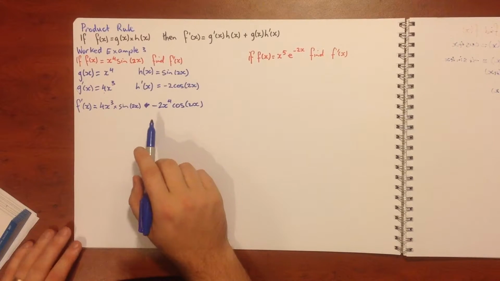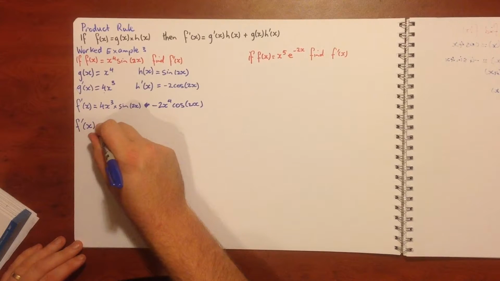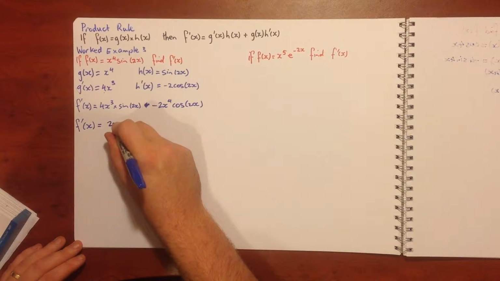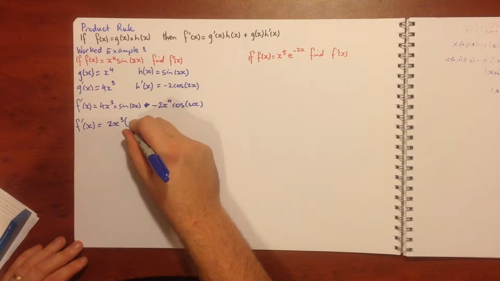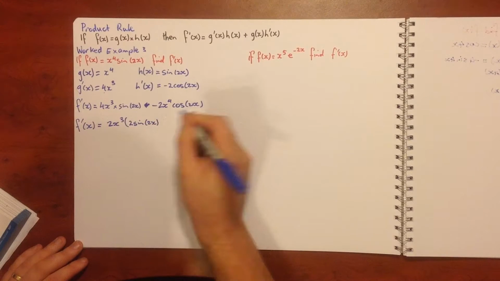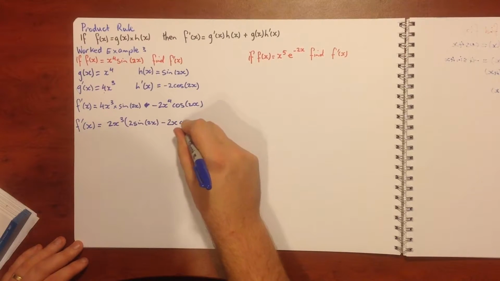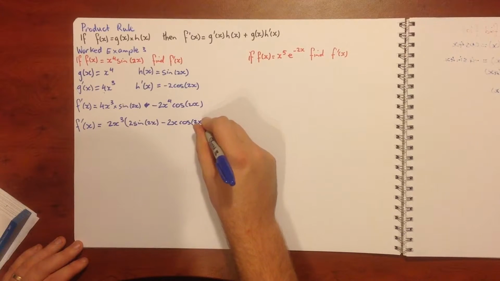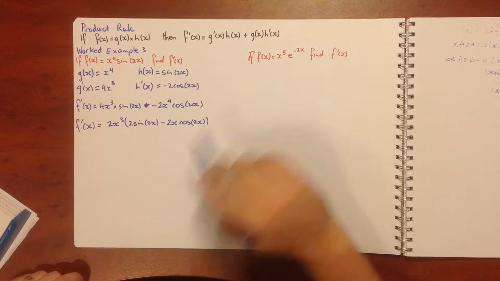Okay, and if you like, you can take out some common factors to make it f dash of x equals 2x cubed outside of 2 sine of 2x minus 2x cos of 2x. Okay, if you want to make it look a little nicer, you can do that. Okay, so we'll keep moving along.